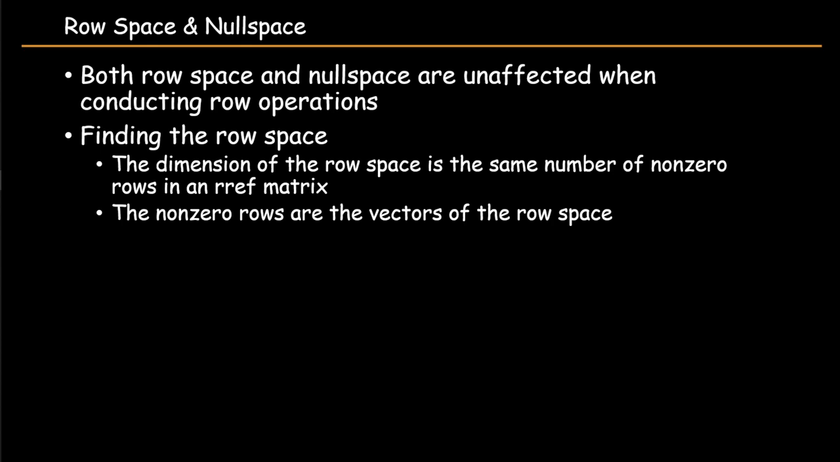So if you have a 4 by 3 matrix, and when you put it in row reduced echelon form you have row 1 and row 2 that are non-zero, well, that's 2, so the dimension is going to be 2 for the row space. The first row and the second row are going to be in the row space of that matrix.